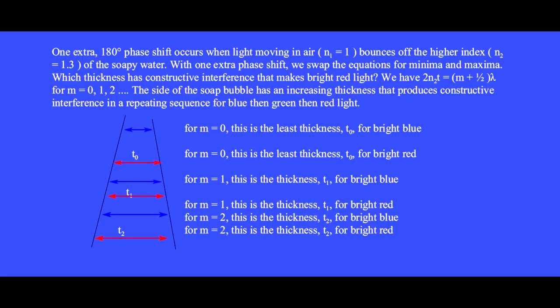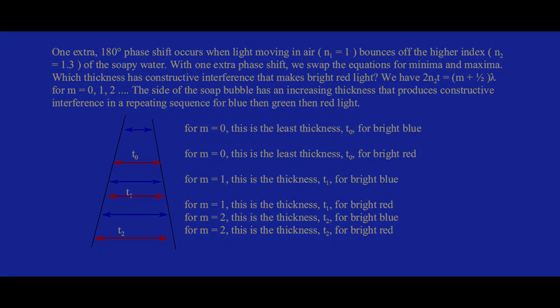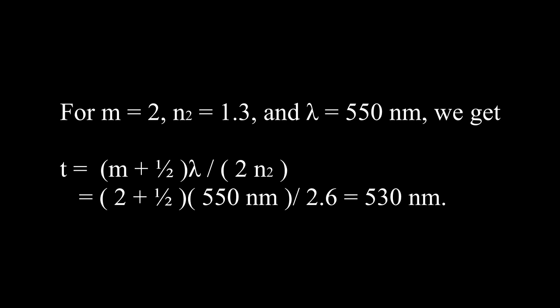Since water flows downward, the side of the soap bubble has an increasing thickness that produces constructive interference in a repeating sequence for blue, then green, then red light. For m equals 0, this is the least thickness for blue light, and this is the least thickness for red light. For m equals 1, this is the thickness for bright blue light, and this is the thickness for red light. And this pattern repeats as the thickness of the soap bubble increases. For m equal 2 and wavelength lambda equal 550 nanometers, we get the thickness t equals 530 nanometers.